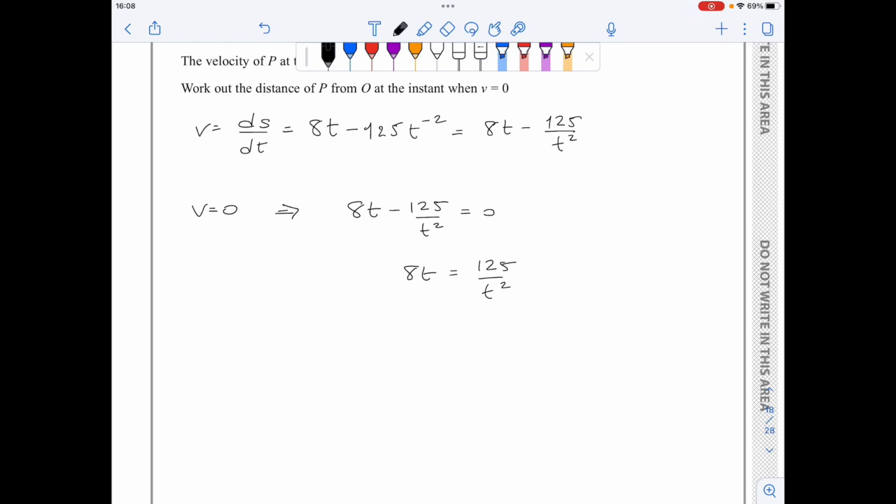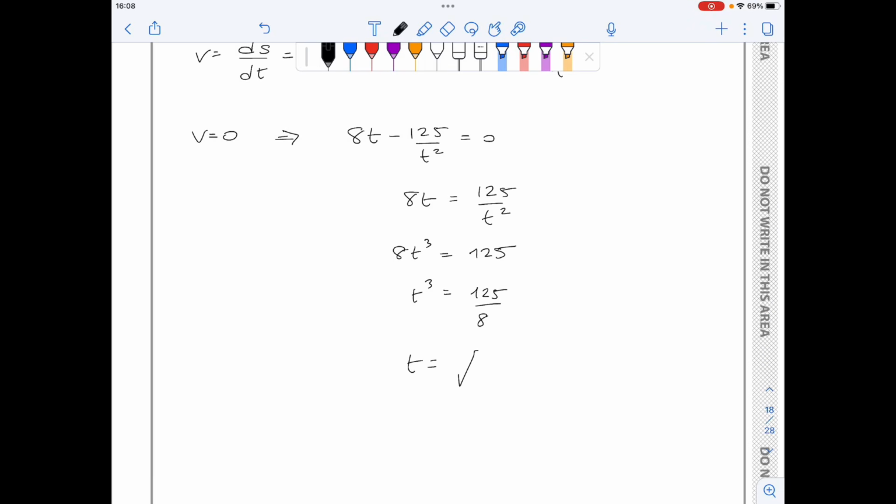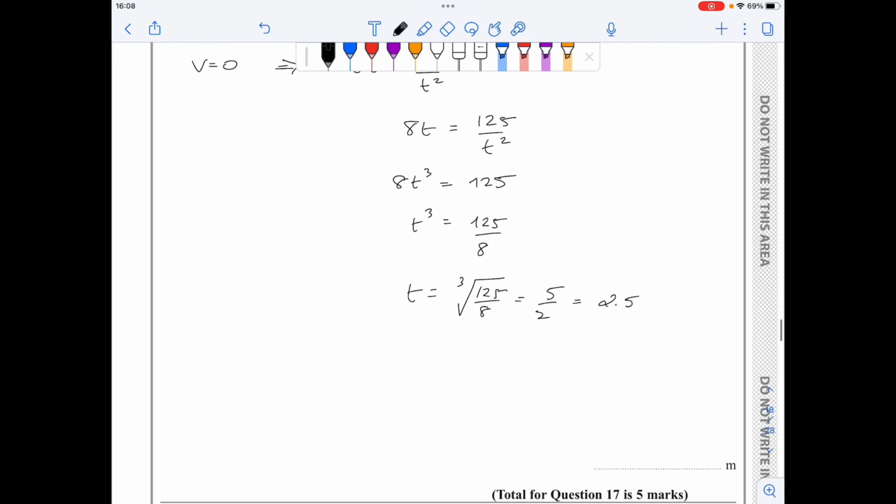I will cross multiply, so 8t to the power of 3 is 125. t to the power of 3 is 125 over 8. So t is the cube root of 125 over 8. That comes out to be 5 over 2 or 2.5 seconds. Hence, the displacement or distance is equal to 4 times 2.5 squared plus 125 over 2.5. Put this on the calculator and you'll get 75 meters.